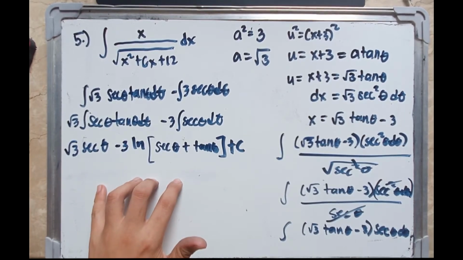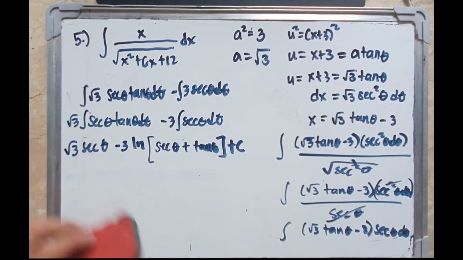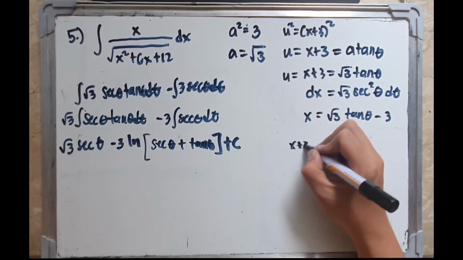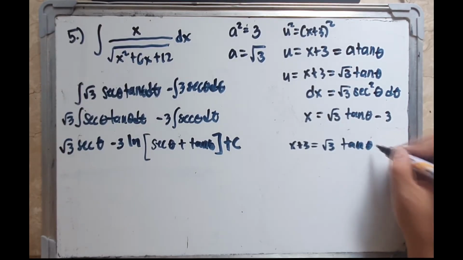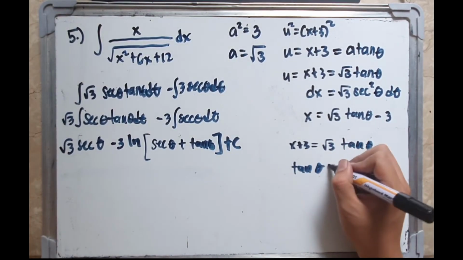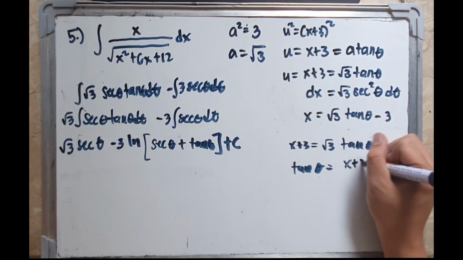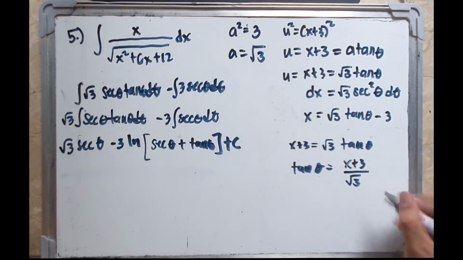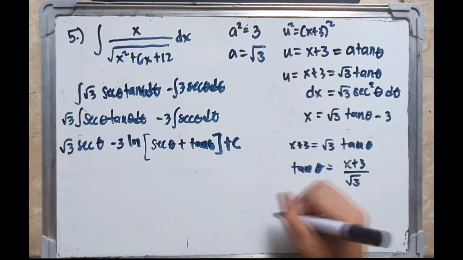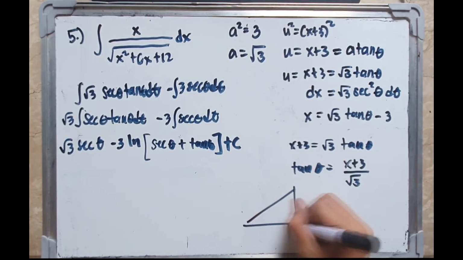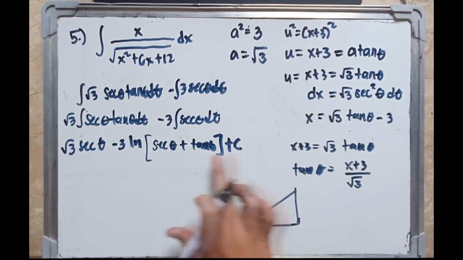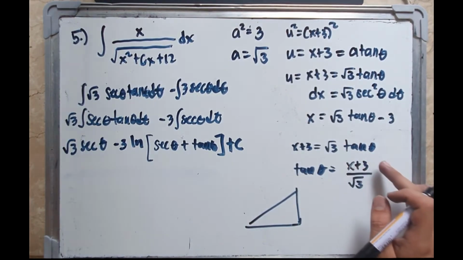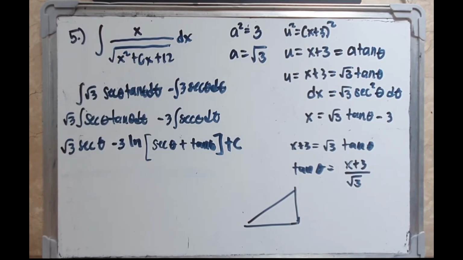Let's convert this one to an algebraic form. Let me just erase this part right here. We have x plus 3 over square root of 3 equivalent to tangent theta. What is tangent theta? That is x plus 3 over square root of 3. Let's construct the right triangle. We already have the value of tangent theta. This one, x plus 3 over square root of 3.